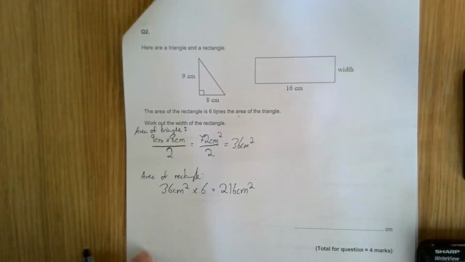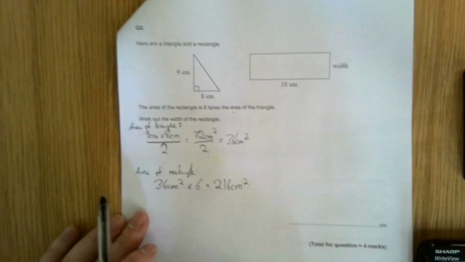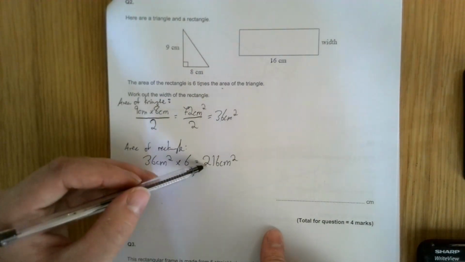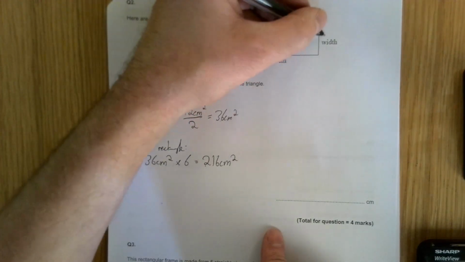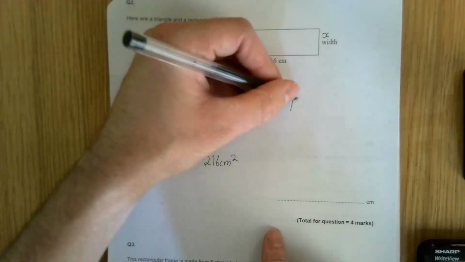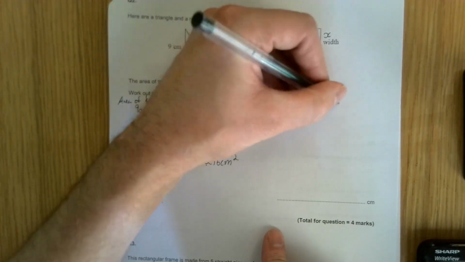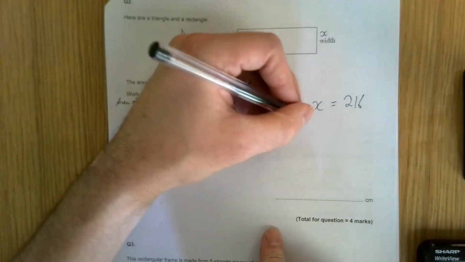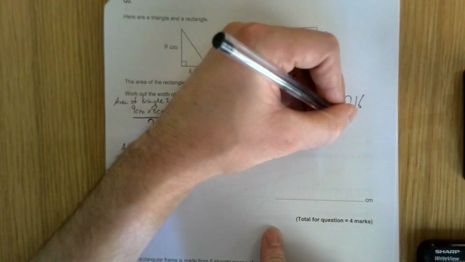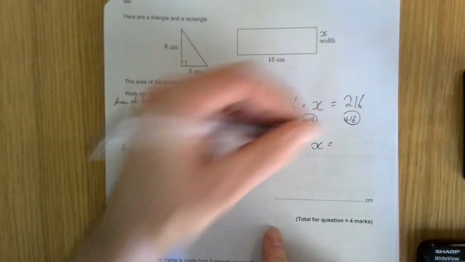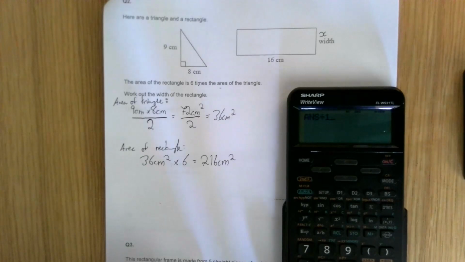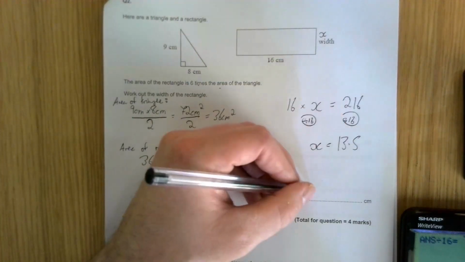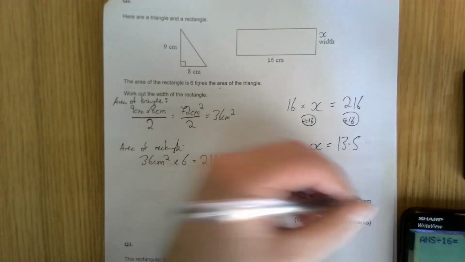Now the question's asking me, work out the width of the rectangle. So I know that if we do 16 multiplied by the width, we should get 216. That's how the area works. Let's call the width, let's call it x. So if I do 16 times x, I'll end up with 216. Divide both sides by 16, so x is equal to 13.5. So the width is 13.5 centimeters.